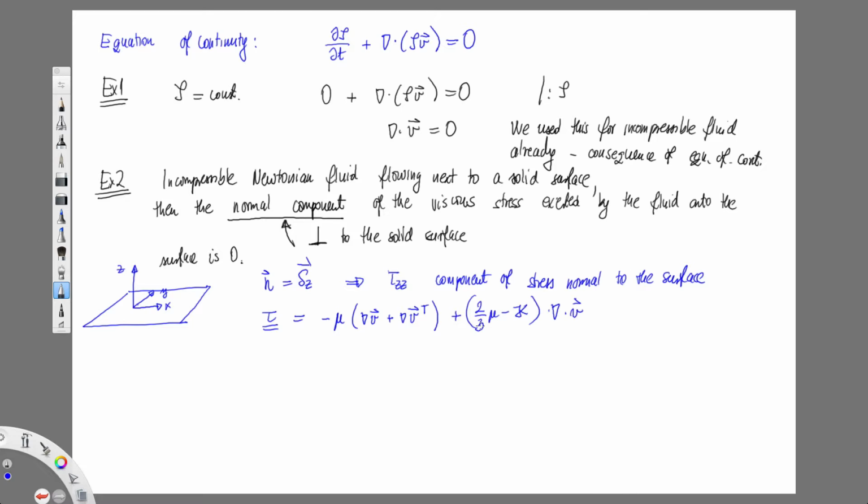Is this a tensor? No. What do I have to multiply it with to get a tensor? The identity matrix, right? Because divergence is a scalar in itself. So to get a tensor, this is a tensor version. Now, luckily this part is 0 because we assumed incompressible Newtonian. So basically what's left is just this, minus mu.